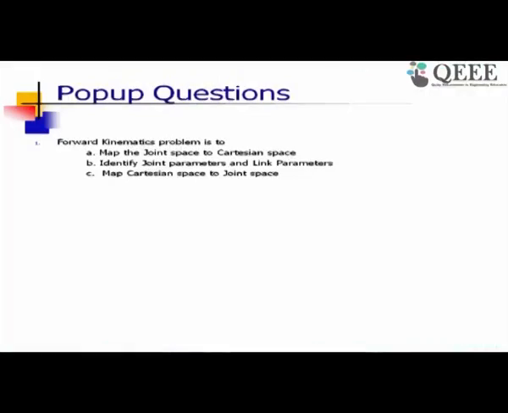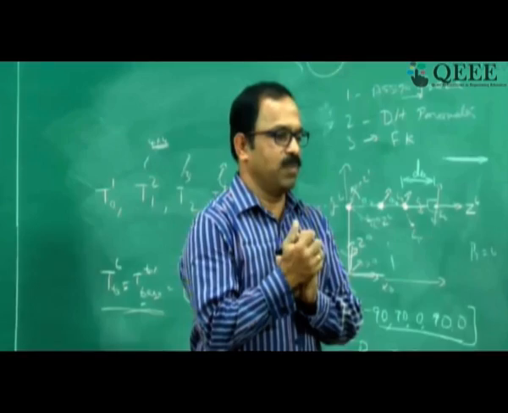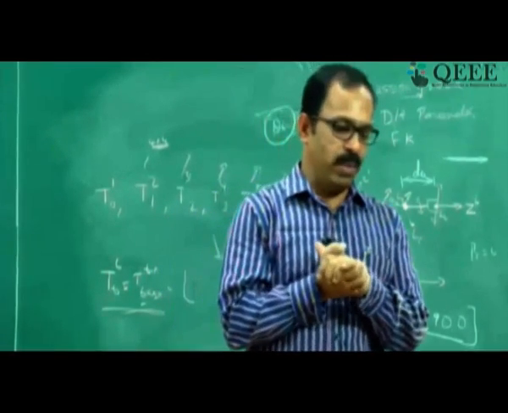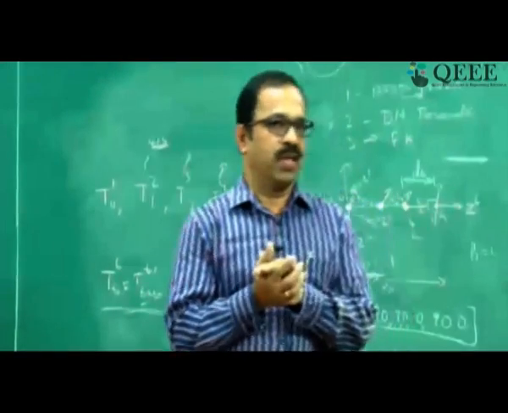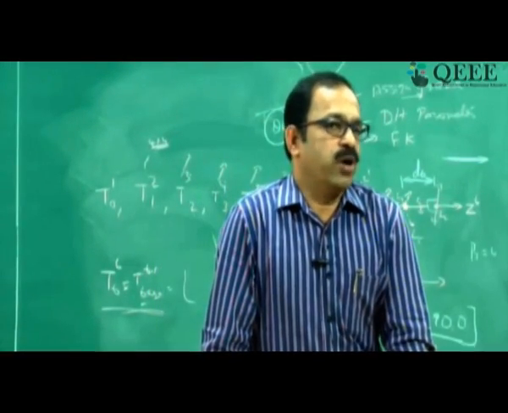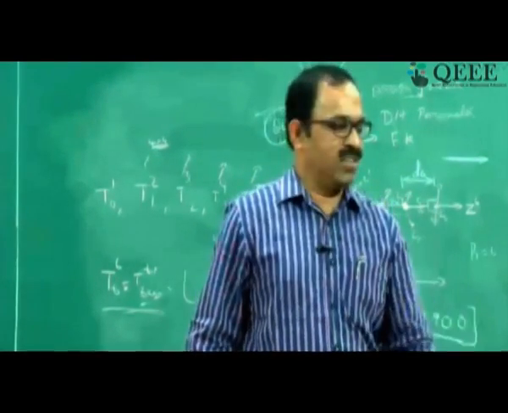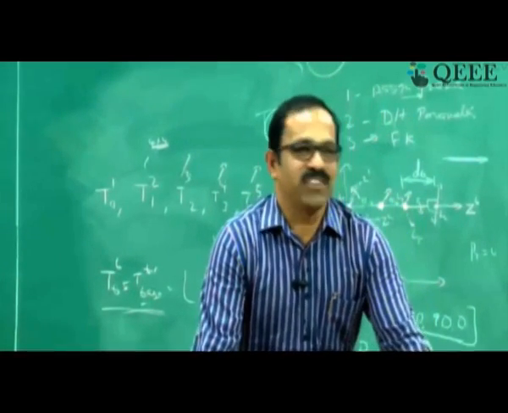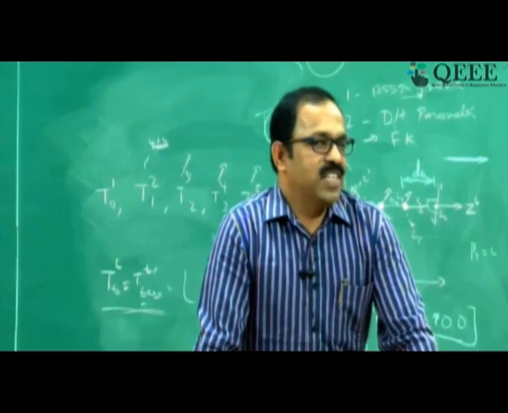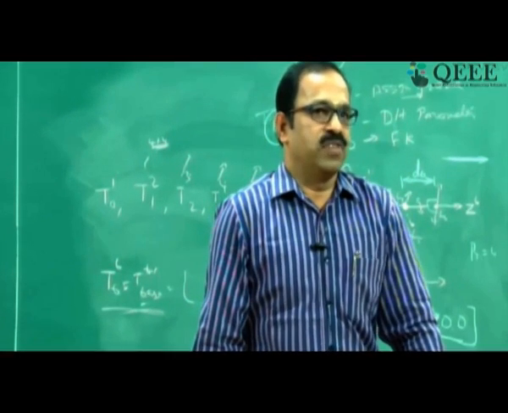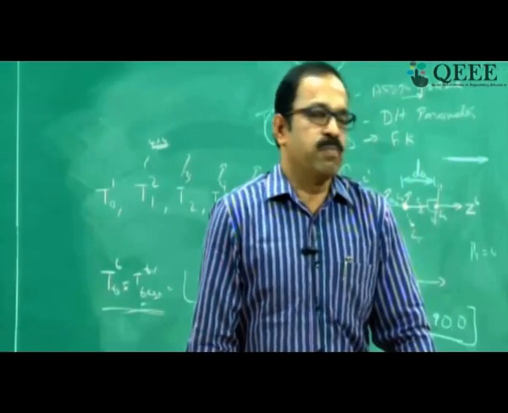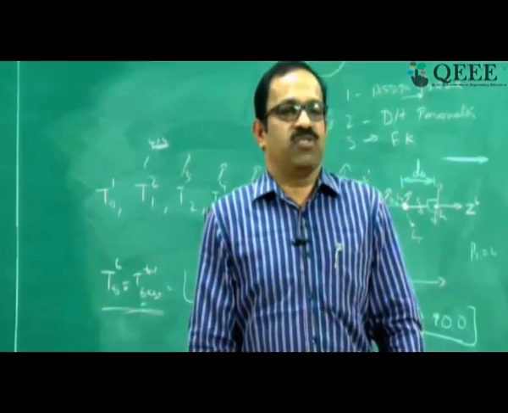Forward kinematics problem is to: A, map the joint space to Cartesian space; B, identify the joint parameters and link parameters; C, map Cartesian space to joint space. Answer A, B or C. What is the purpose of the forward kinematics problem? What are we trying to map here? We are mapping the joint space to Cartesian space. We know theta, we have to map to Cartesian. Answer is A. Joint parameters and link parameters is not exactly the forward kinematics, though of course we need to know that.